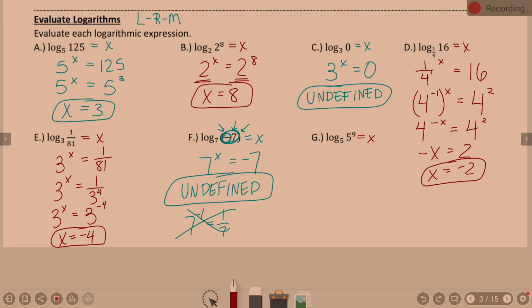Log base 5 of 5 to the 9th. I set that log equal to x. So now I can write this log equation as 5 to the x equals 5 to the 9th. The 5s are the same. The exponents are the same, so x is 9.